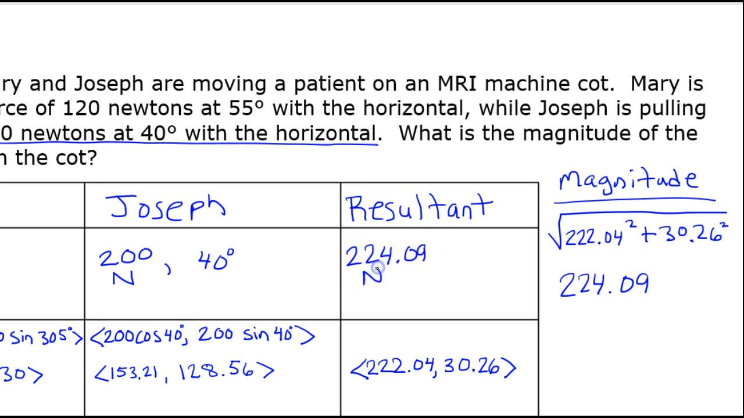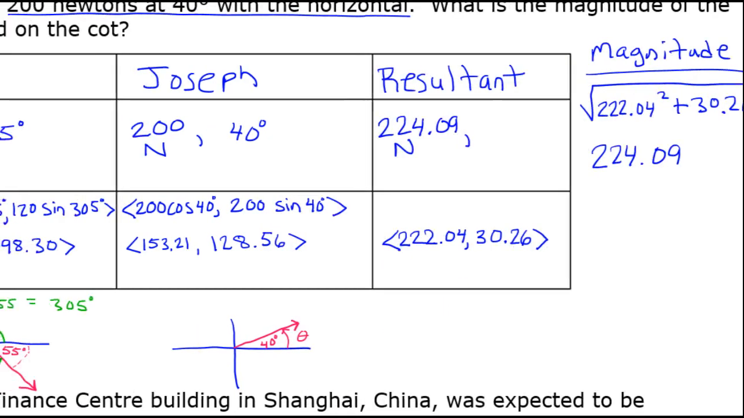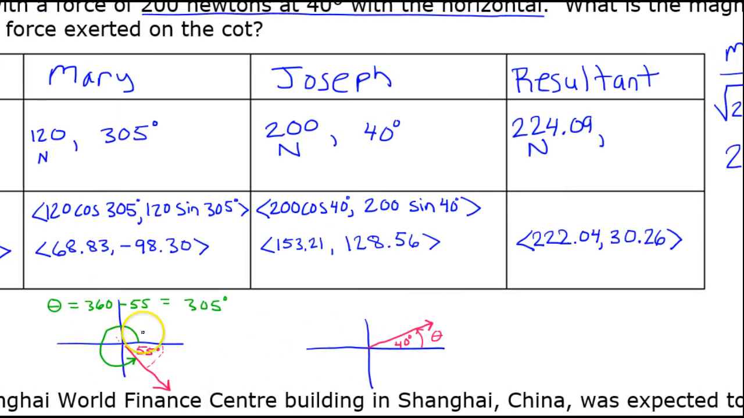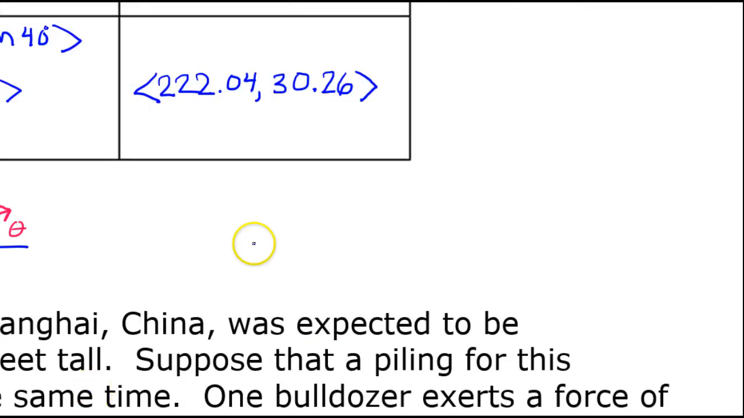224.09 newtons. Okay, now let's find the direction. I'm going to find the direction down below here the same way I did when I found the direction for Mary's force and Joseph's force. I'm going to make a diagram. Remember that this is the resultant vector in component form. I have found the magnitude. All I need now is the direction.